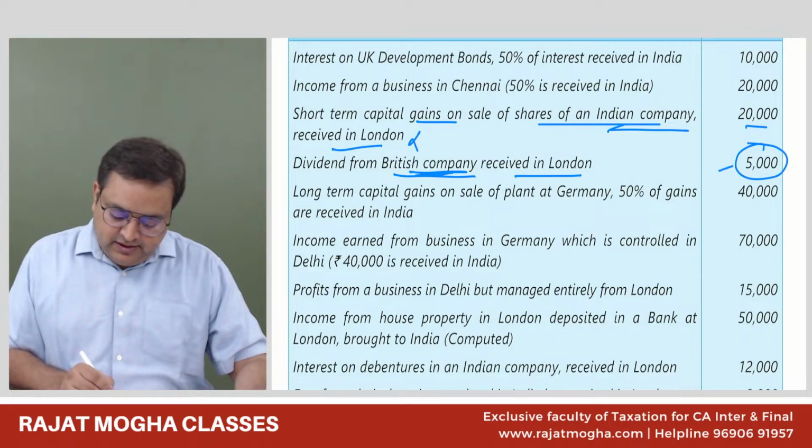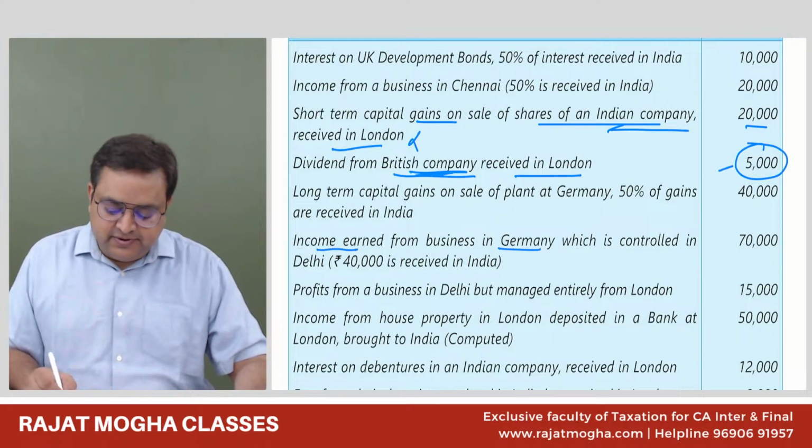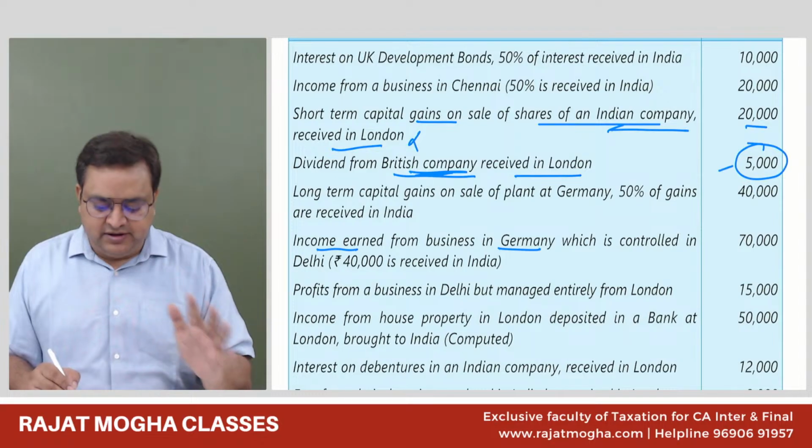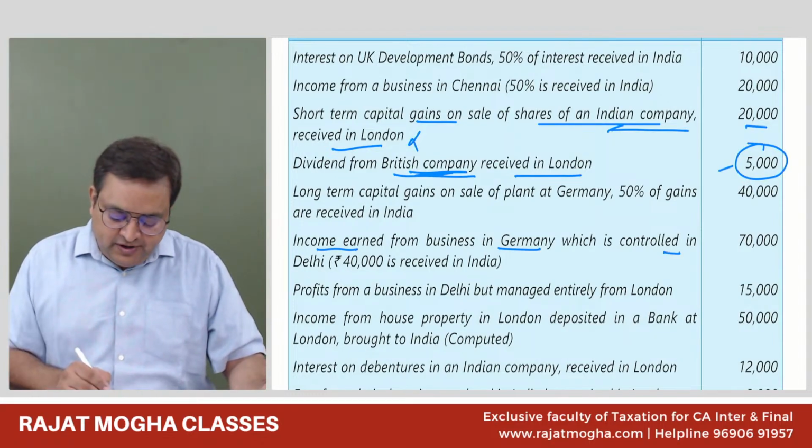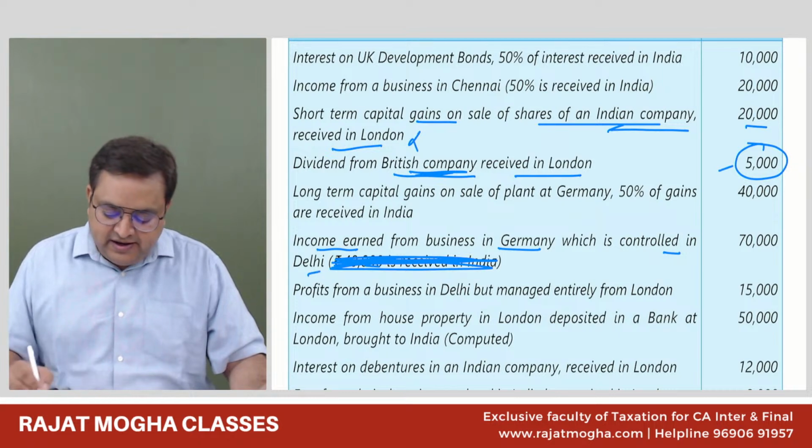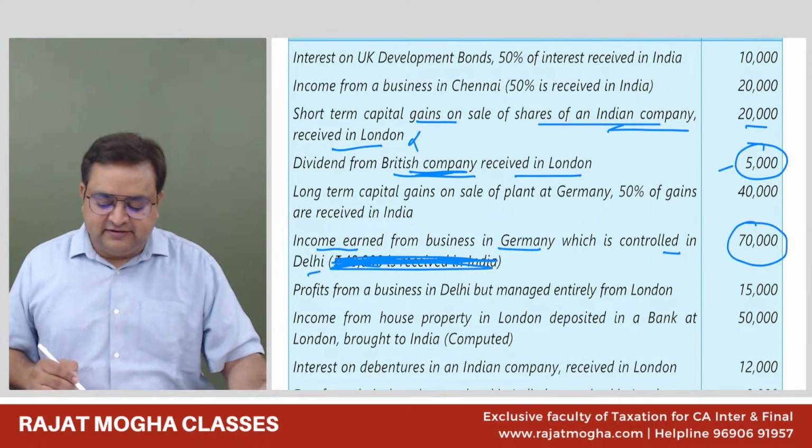Now, income earned from business in Germany. Again, a German business income, not here, which is controlled in Delhi. Forget about the receipt right now. Which is controlled in Delhi. Please tell me, 70,000, you will make it taxable for whom?